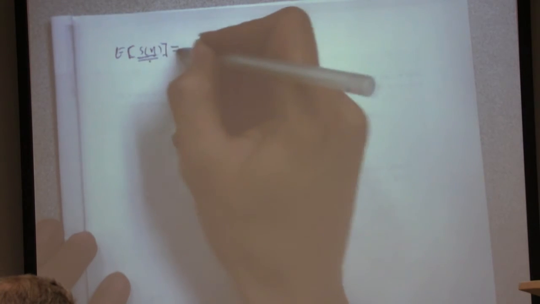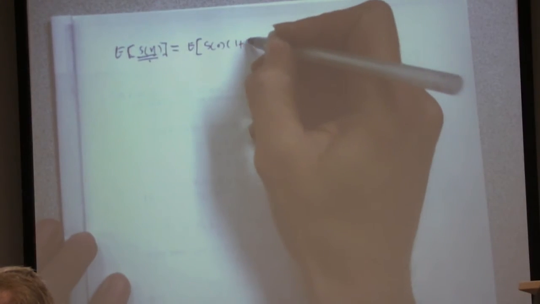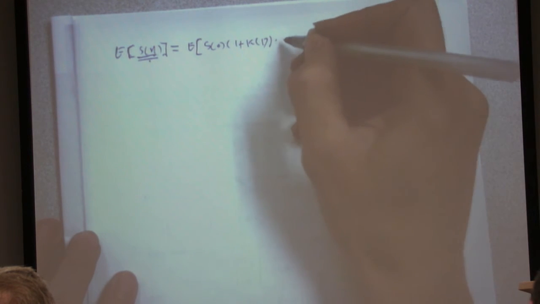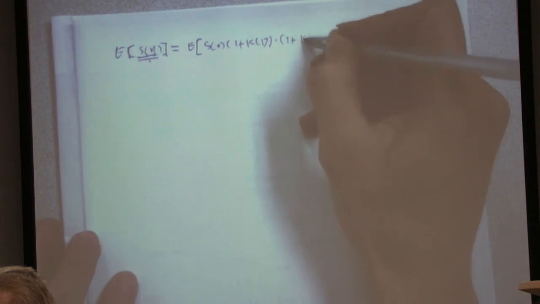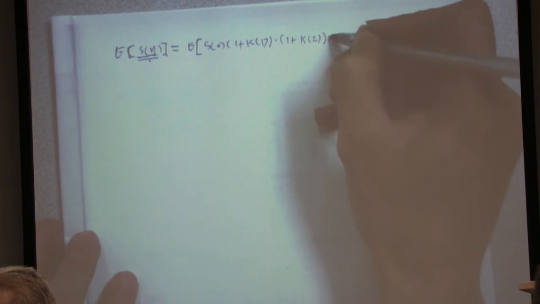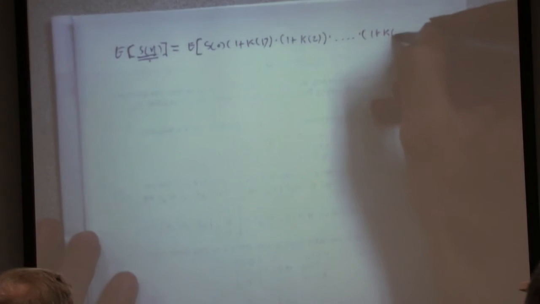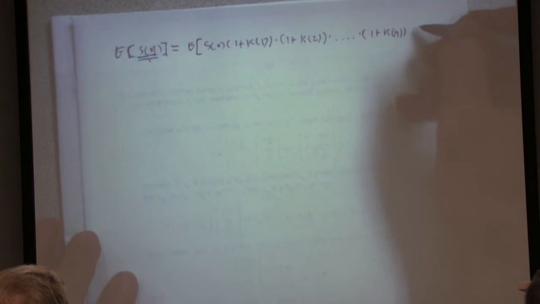So, just as we saw before, S of n is really equal to the initial price times 1 plus the first return, 1 plus the second return, and so on and so forth, all the way up to the end, the return for the nth step.